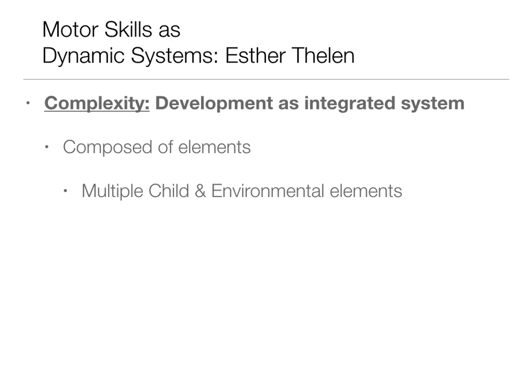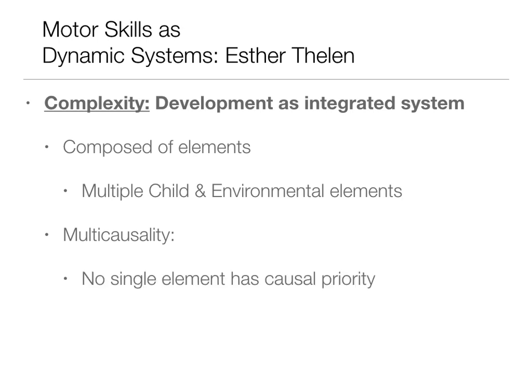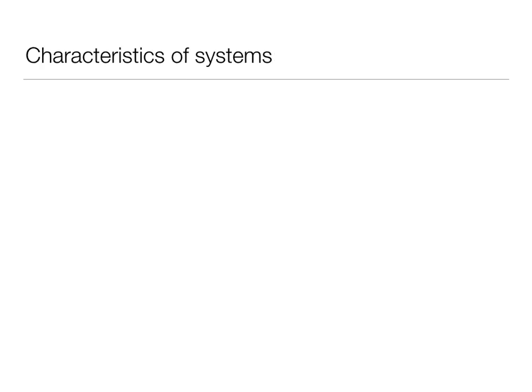And we have what we call multi-causality, the idea that no single element has causal priority. Not one thing is causing this change. All of these things, the biology, the psychology, and the social cultural, are all working together to cause these changes. So new motor skills, new cognitive skills, new social skills are coming out of this complex system of change.